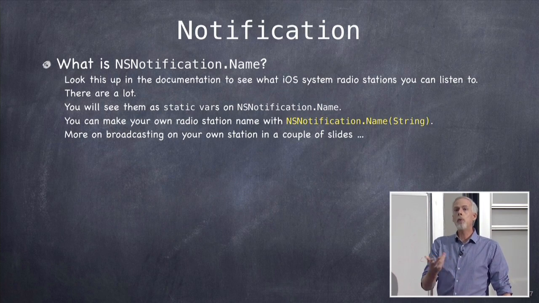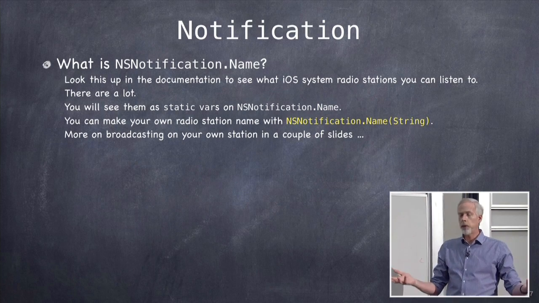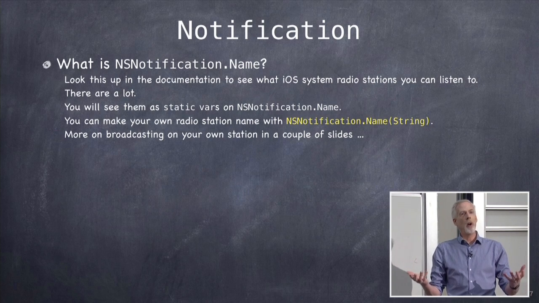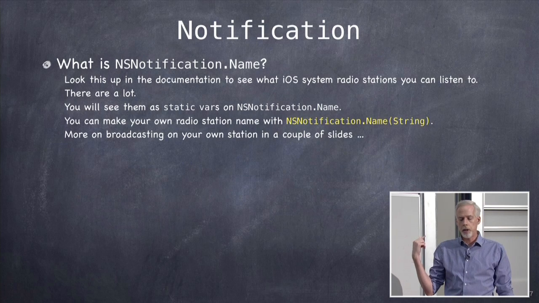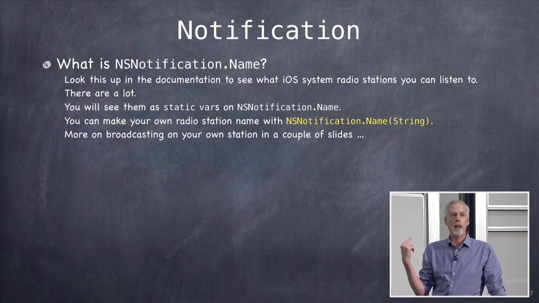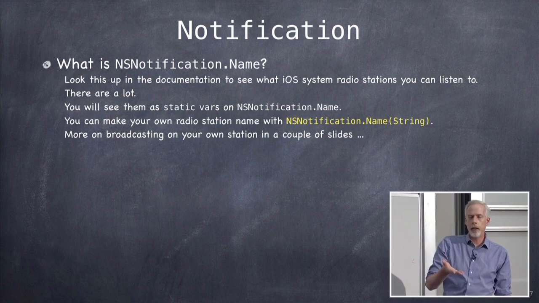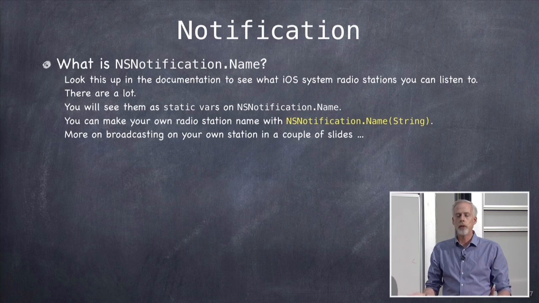Now you can create your own NSNotification.Name because it's perfectly legal to create your own radio station and broadcast if you want. You just do that with the string initializer for the type NSNotification.Name. NSNotification.Name, hopefully by now you're familiar after your reading assignments. It's just a nested type. Name is just inside, it's a struct or something inside NSNotification, right? That's why it's NSNotification.Name.